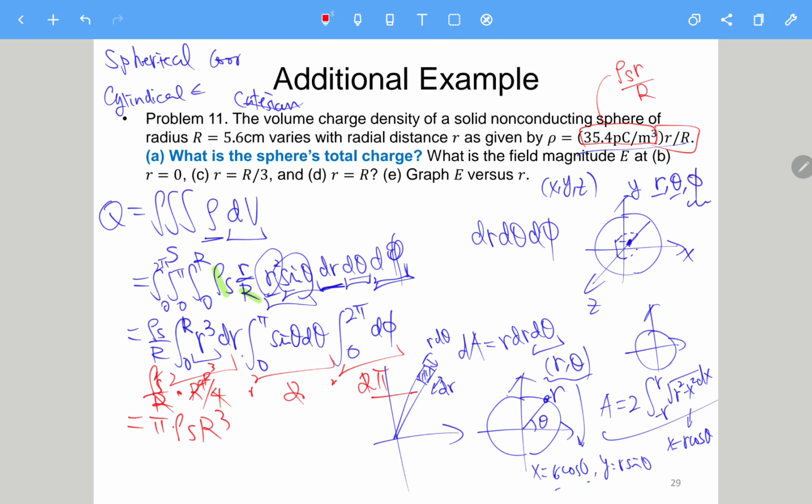And then finally, we can just plug in the numbers. Pi is 3.14, times rho s, which is 35.4 times 10 to -12, since pico is 10 to -12, and then times capital R, which is 5.6 centimeters, 0.056, cubed. Finally it's 1.95 femtocoulomb. Femto is 10 to -15. Okay, so this is the answer to the first question.